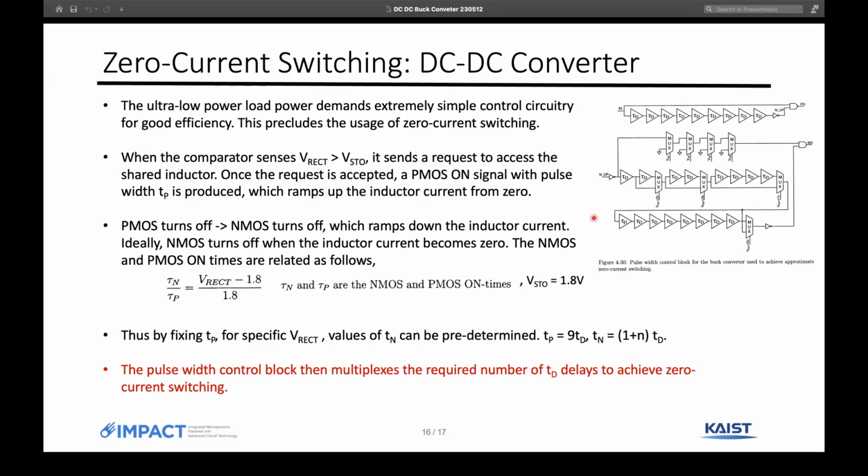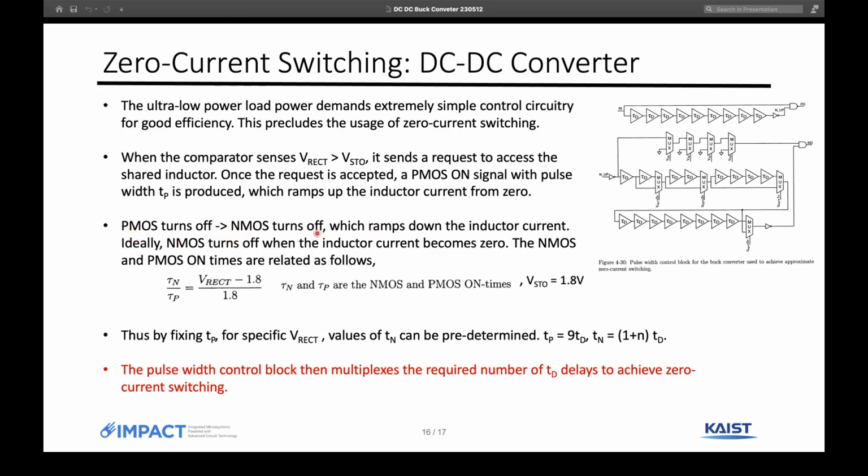Now, what's the use of zero current switching in a DC-DC converter? As we can see here, when Vrect is greater than VSTO, a signal is sent to access the shared inductor. When the request is accepted, a PMOS on signal with pulse width TP is produced, which ramps up the inductor current from zero. Controlled, suitable pulse signals flow some energy, some current, to the CSTO. So this is what's happening.